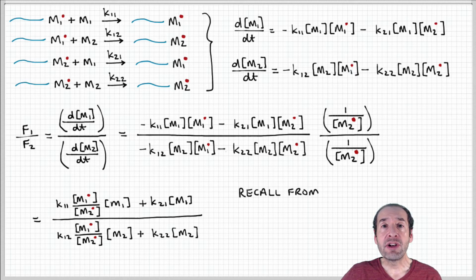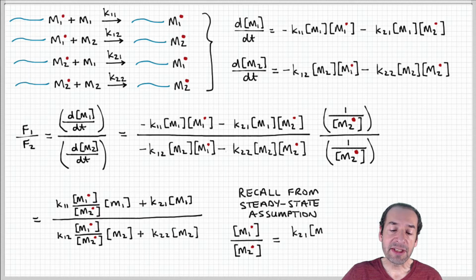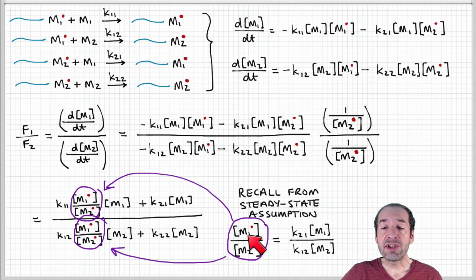But if you remember, earlier in our analysis, we invoked something called the steady state assumption. And the steady state assumption basically said that the concentration or the amount of active chains that end in monomer 1 and active chains that end in monomer 2 is essentially constant during most of the polymerization process. In other words, the rate of change of concentration of active chains that end in monomer 1 and chains that end in monomer 2 is equal to 0. And we use that to express this ratio of the active chain concentrations in terms of a ratio of the concentrations of monomers 1 and 2 in the reaction mix times this ratio of rate constants.